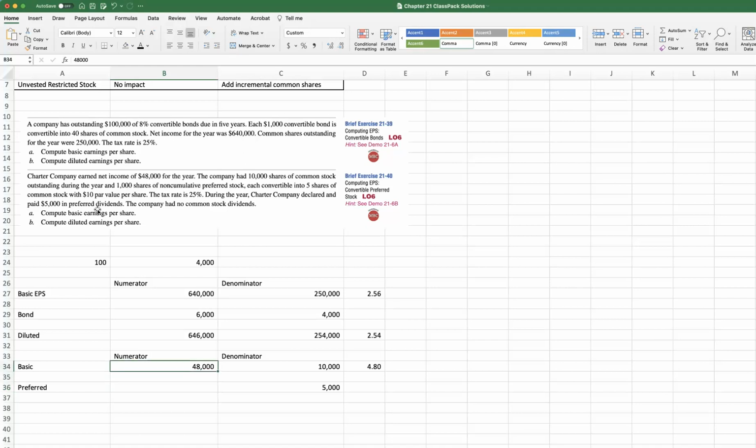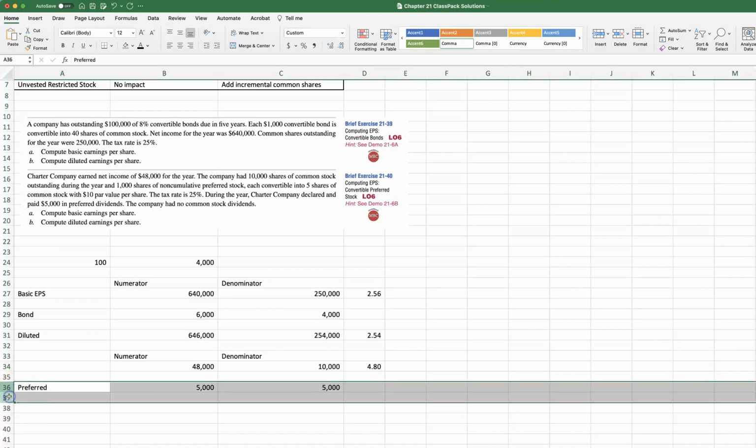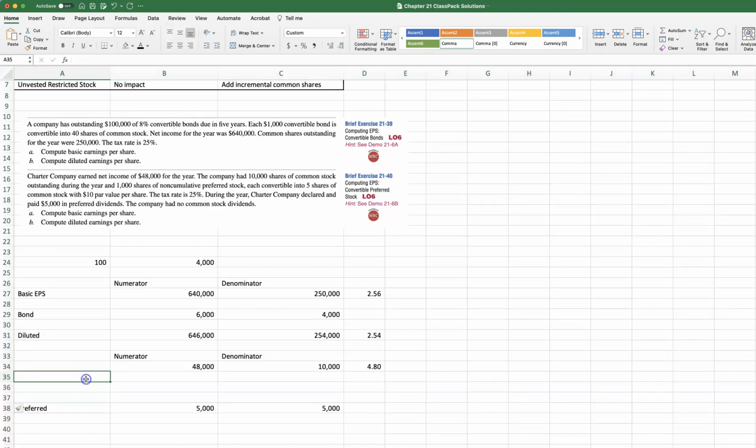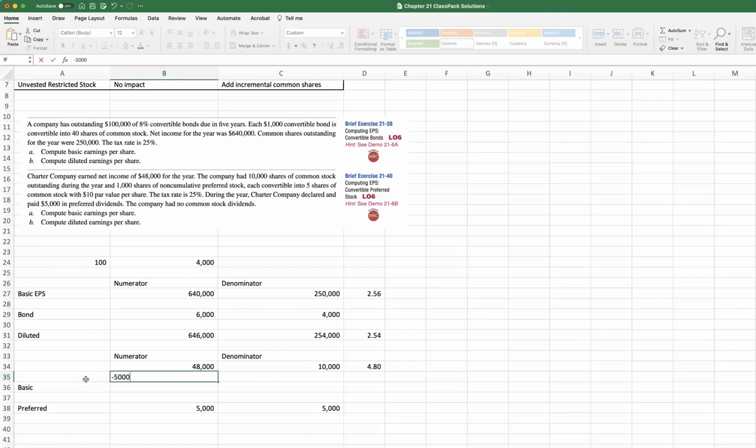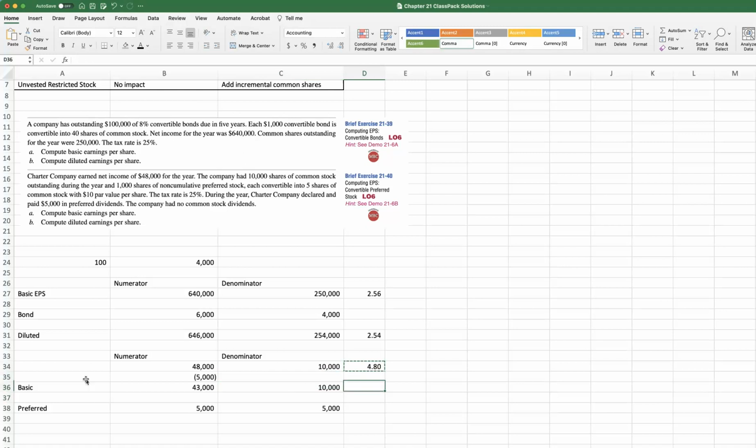Oh, you know what? I actually should have updated this for the basic as well. So I'm going to put that $5,000 here so you can see it. I'm going to make one more adjustment before we get to basic. So with basic, remember, basic EPS is always the amount available to common shareholders. So I need to subtract out any dividend that I have given of my earnings to the preferred shareholders. So I have an updated numerator of 43,000. That is the basic number.